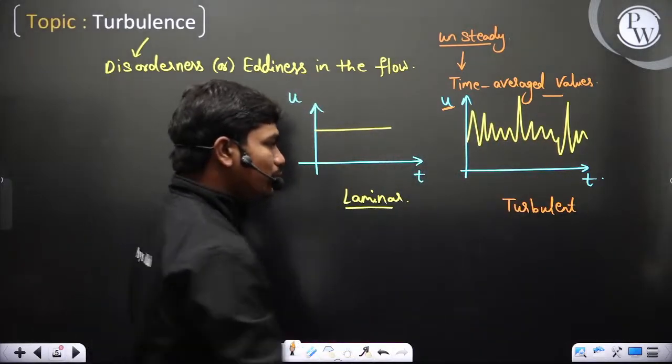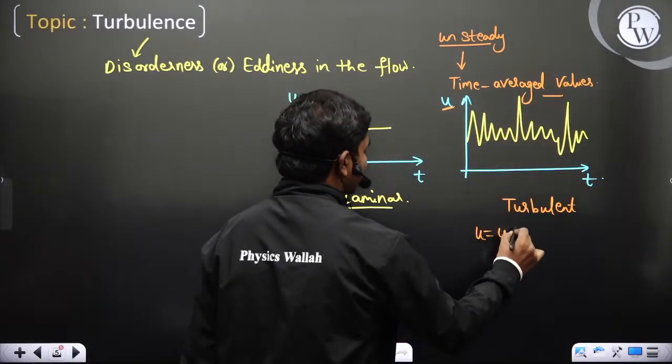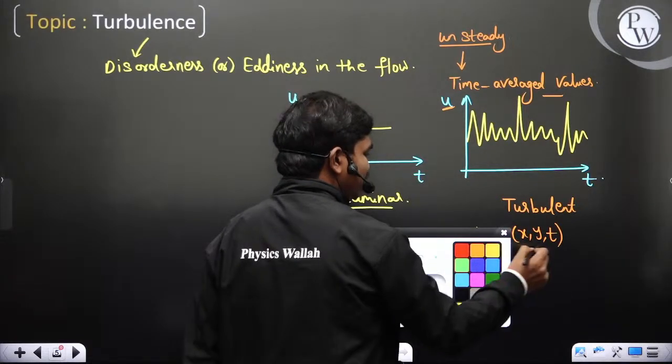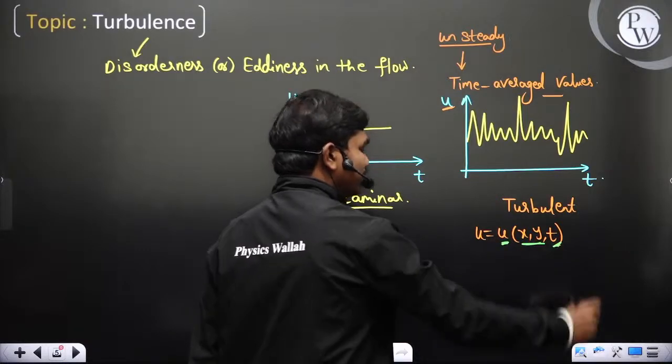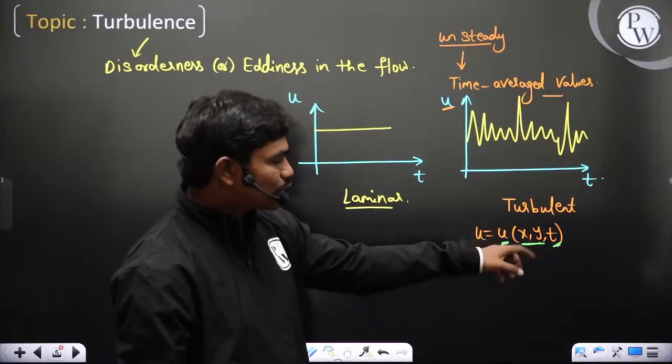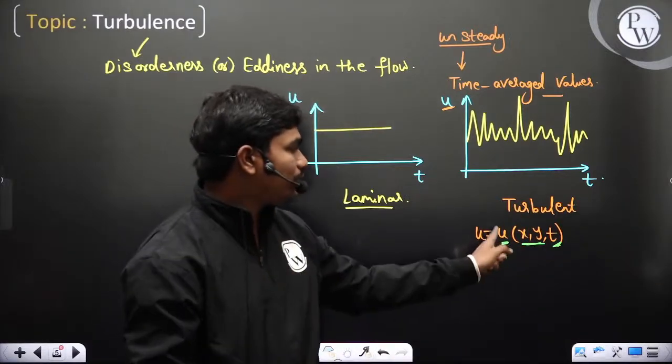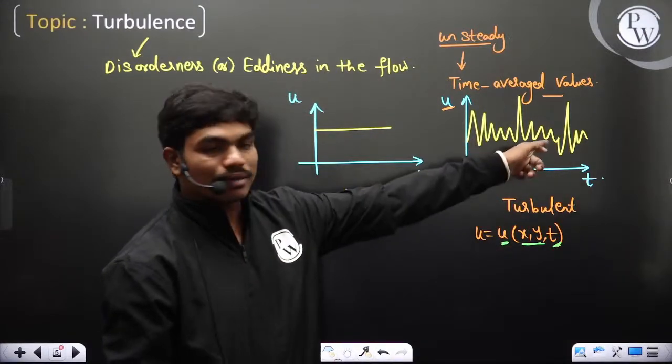Normally u is a function of x, y and t in general. Once you fix the section, x and y are fixed, and then u keeps on changing with time. At a particular location, you can fix the coordinates x and y, and then the change in u with respect to time is nothing but this graph.